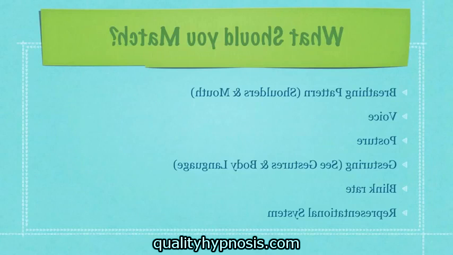Their breathing pattern. To figure out when a person is exhaling, you can tell that they're exhaling because their shoulders are going to lower slightly, and when they're inhaling, their shoulders are going to rise slightly. Also, a person exhales whenever they are speaking. You also want to match their voice tone, their posture, any gesturing that they're performing, and you can find more information on gesturing in my gestures and body language video. You also want to match their blink rate and their representational systems.